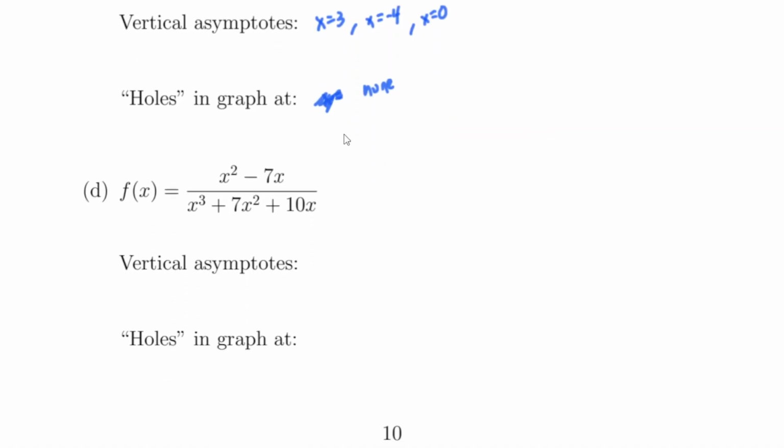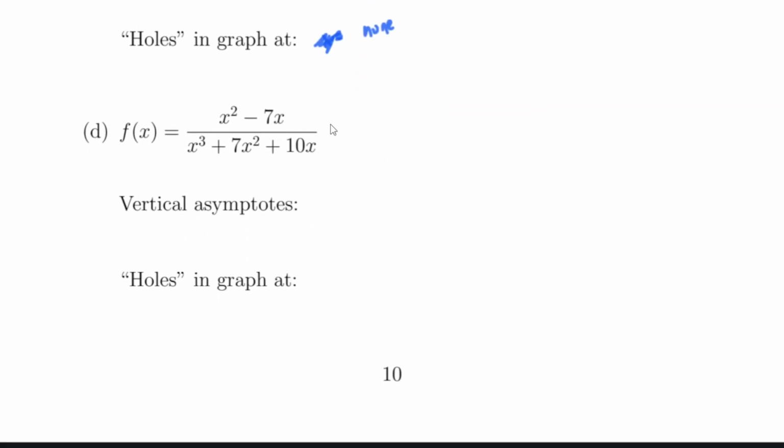But okay, now what about this one? I gave you this one not in factored form, so how do we find the vertical asymptotes? Well, we have to factor it. Okay, so let's factor, and we're going to factor both the numerator and the denominator. Now the numerator, there's an x in both terms, so let's factor out the x. It factors to be x times x minus 7. In the denominator, all the terms also have an x, so we have x times, and let's write it out, it'd be x squared plus 7x plus 10.